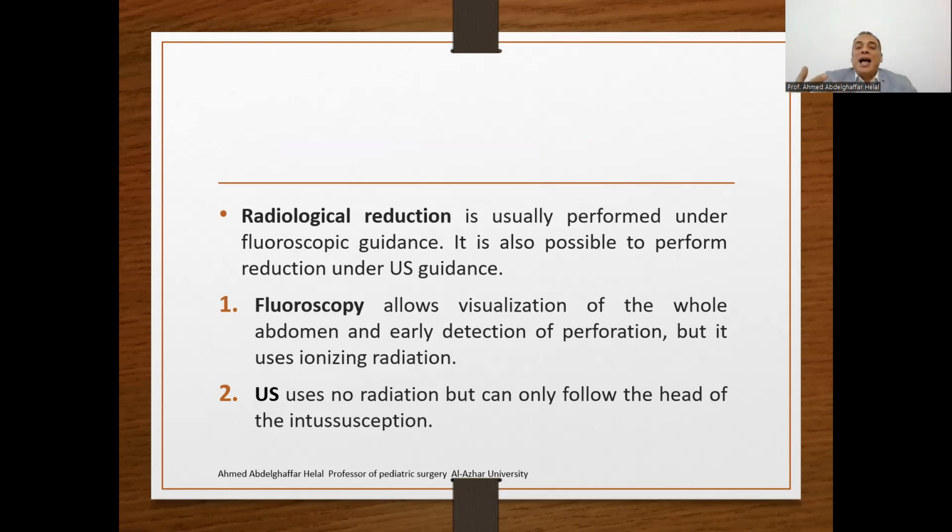However, fluoroscopy allows visualization of the whole abdomen and allows early detection of perforation, but it uses ionizing radiation. Ultrasound, on the other hand, uses no radiation but can only follow the head of the intussusception. While using fluoroscopy allows the pediatric surgeon to observe the whole abdomen and to diagnose early perforation if it happens.